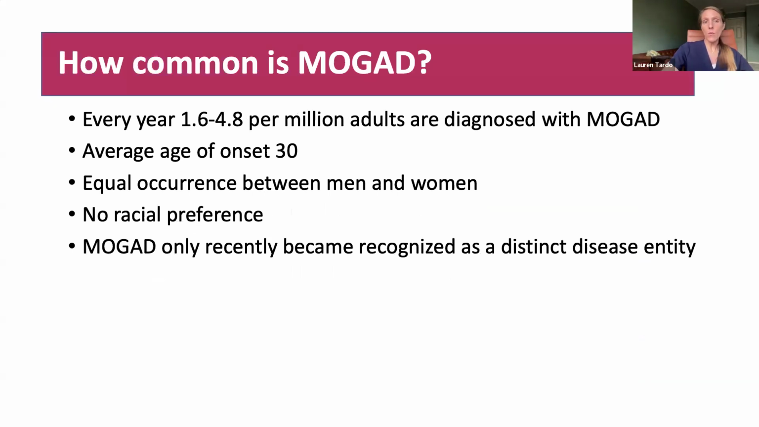So every year, 1.6 to 4.8 per million adults are diagnosed with MOGAD. This number is likely going to increase the more we learn about the condition, the more we know to test patients for it. So this number is going to grow, and it's actually probably higher because, as you'll see when I talk later, sometimes patients convert to antibody negative.